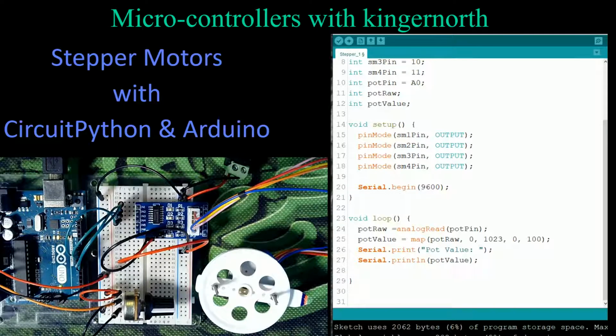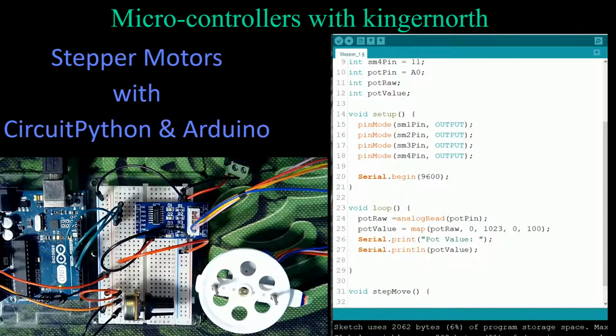Because it's not like a standard DC motor where you just throw some power at it and it goes. It's not like that at all. So we have to create some commands. We used 4 pins for a reason. So we're going to call this step move. Nice simple little start to our sketch. And this is going to be our subroutine.